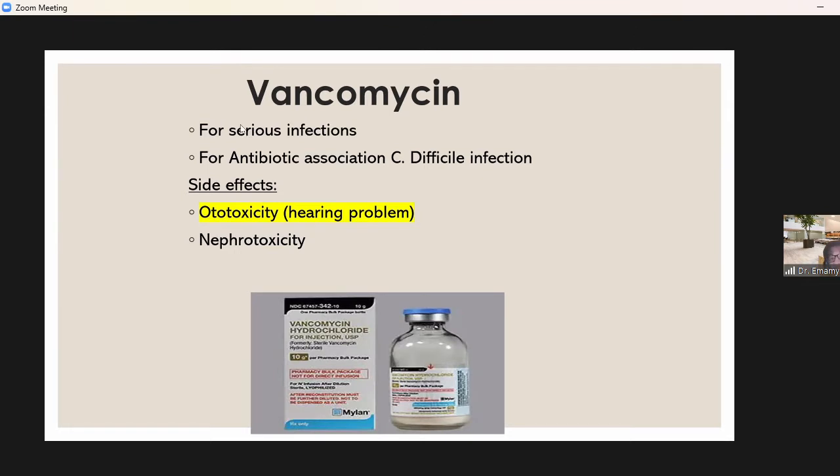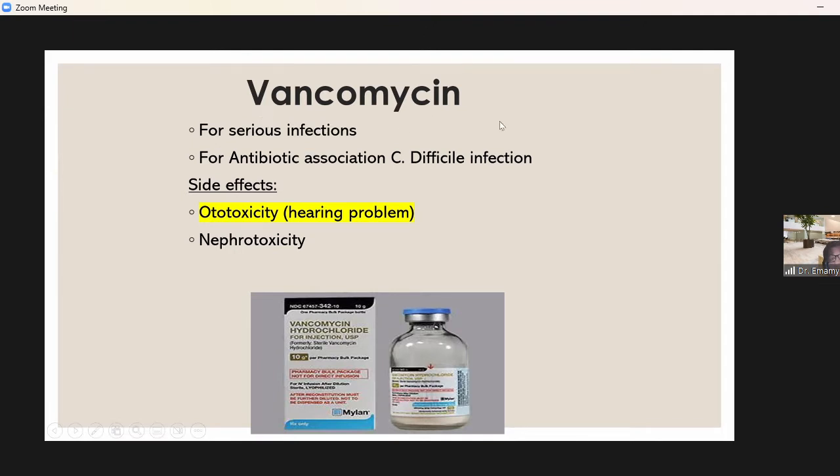Vancomycin is a very important antibiotic. Despite all side effects like ototoxicity, nephrotoxicity, Redman syndrome, we still choose vancomycin a lot of the time as a first choice before our blood culture or, for example, CSF culture returns. You need to start vancomycin and another antibiotic because vancomycin is effective against methicillin-resistant Staph aureus. So vancomycin is still a very important antibiotic.